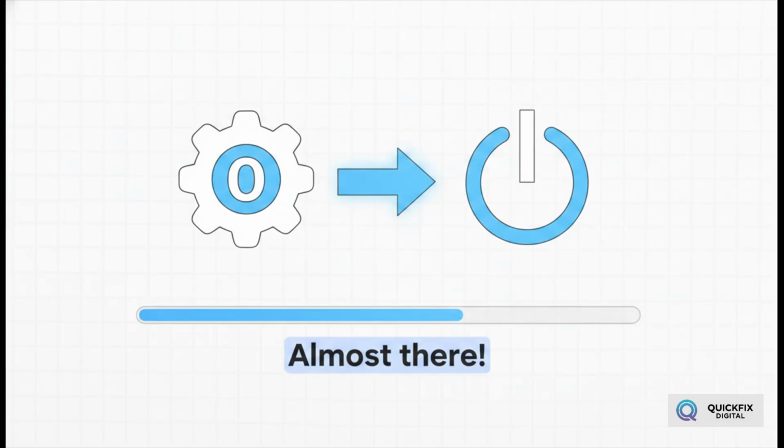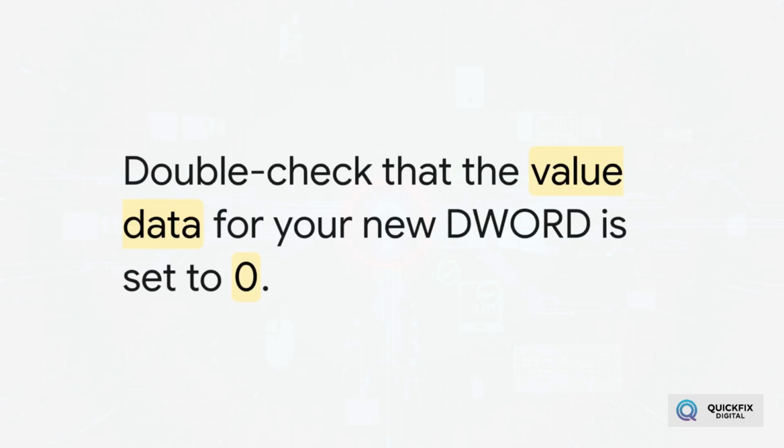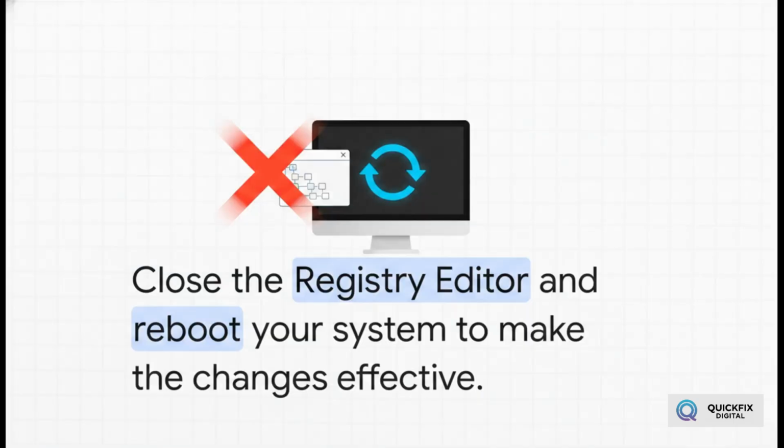Almost there. We just need to set the value and give the PC a quick reboot. Go ahead and double-click it, and then just change the value data to 0. Setting this to 0 turns off a power management feature that's causing the problem. And that is it. Close the editor, restart your computer, and you're all set.